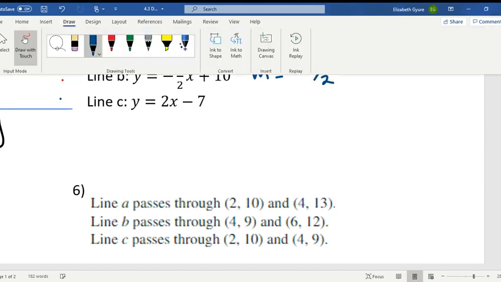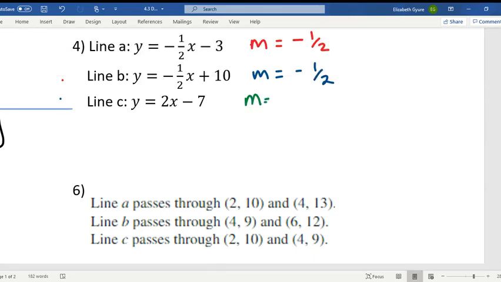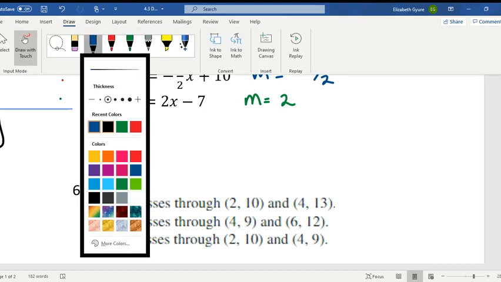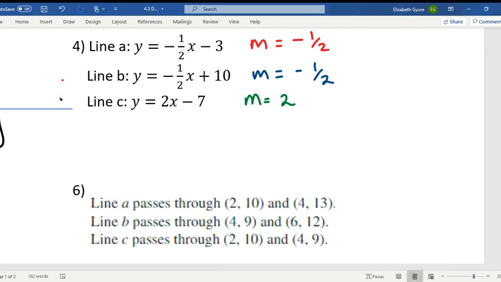And then for line C, Lynn, what's your slope for line C? Yep, just the 2 part. You don't need the x. Yeah. So just the 2 part. Okay, good. So now let's look at these. First, let's look and see, are any of these parallel? Which 2 would be parallel? A and B. Why are they parallel? Yes, they have the exact same slopes. Good. So we're going to say that A and B are parallel.